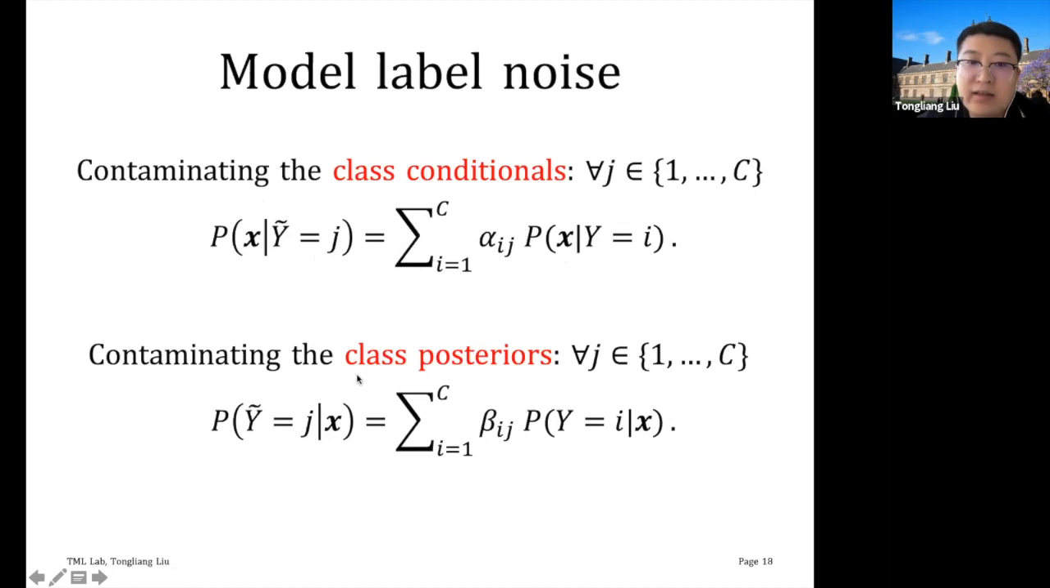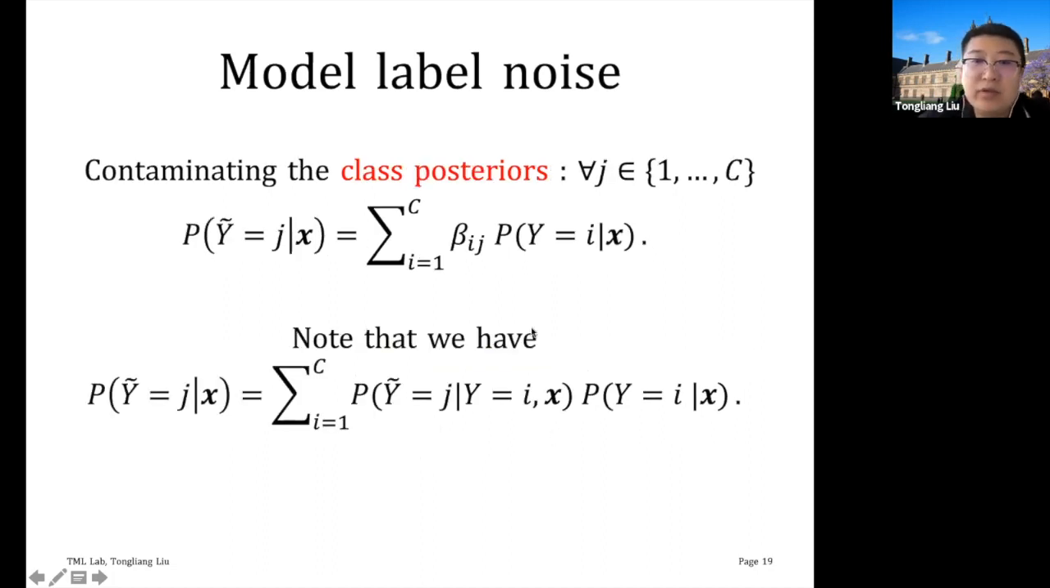In a different way, we can also assume that the noisy class posterior is a combination of the clean class posterior. They satisfy such a probability. In this talk, we will focus on the second assumption: we assume that the noisy class posterior is a combination of the clean class posterior. We can give you more details.